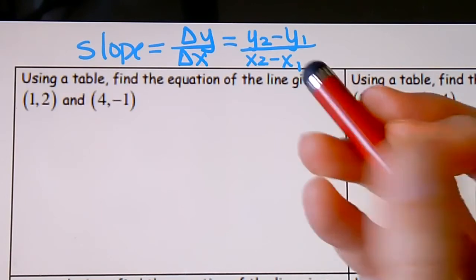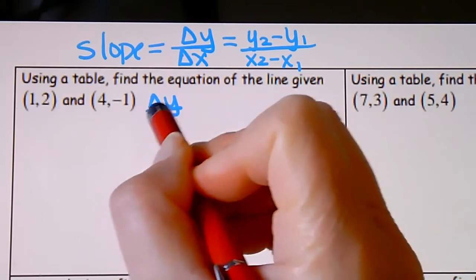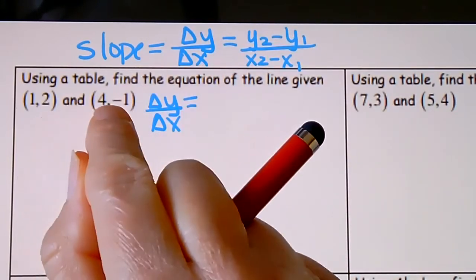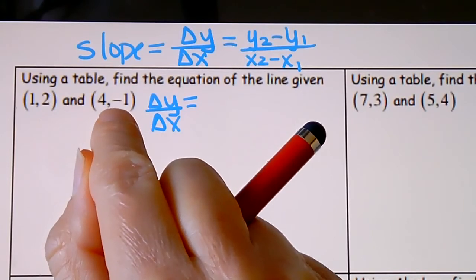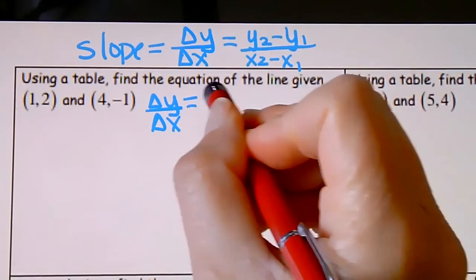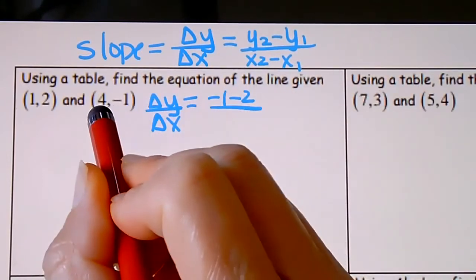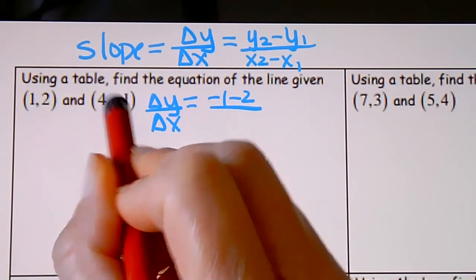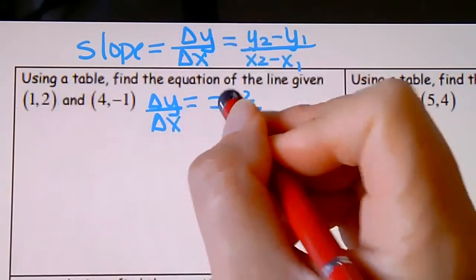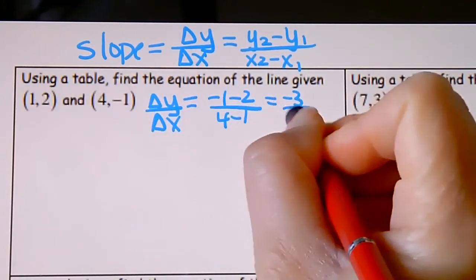It just kind of really depends. Okay, so to find my slope here, I'm going to do my change of y over change of x. Now, either I can do a 2 minus a negative 1, or I can do a negative 1 minus 2. I think I'm going to do negative 1 minus 2. And then if I do negative 1 first, minus 2, I have to keep that order. So I have to take 4 minus 1. And I end up getting a negative 3 over 3.